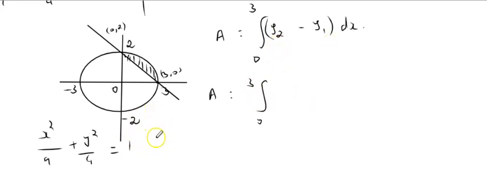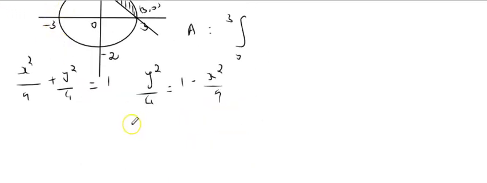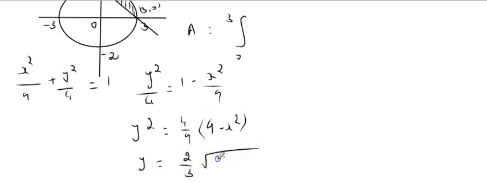So that would give you y squared by 4 is equal to 1 minus x squared by 9, which is going to be y squared is equal to, I can take the LCM out and write it as 4 by 9 into 9 minus x squared. Taking square root, I'll get y is equal to 2 by 3 square root of 9 minus x squared. This is going to be the equation of the ellipse.